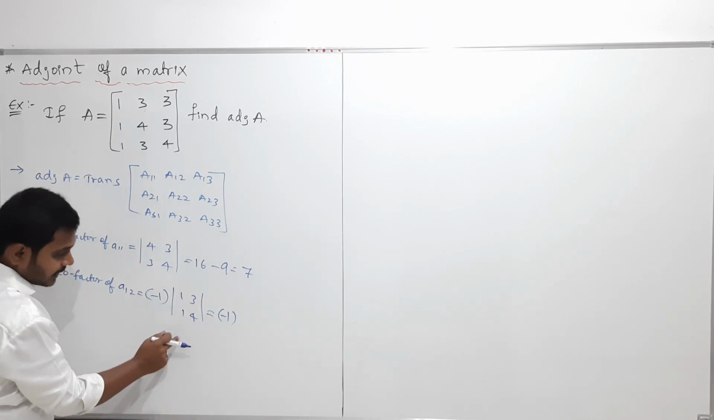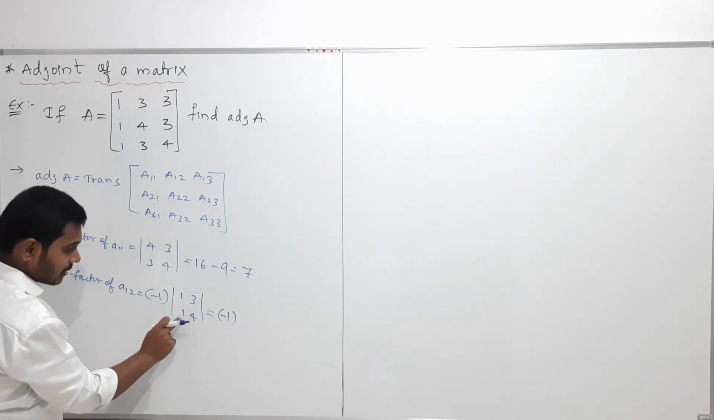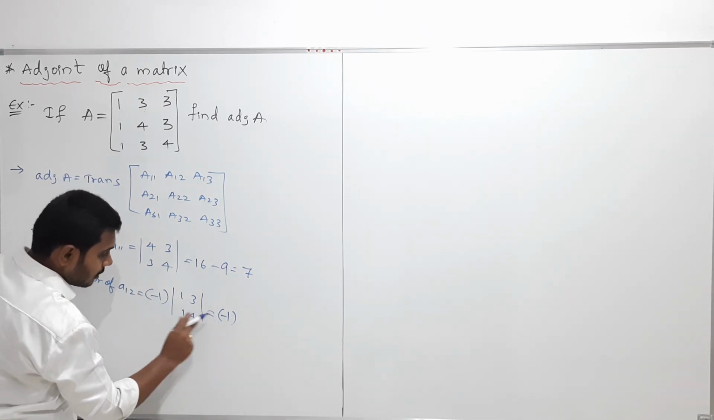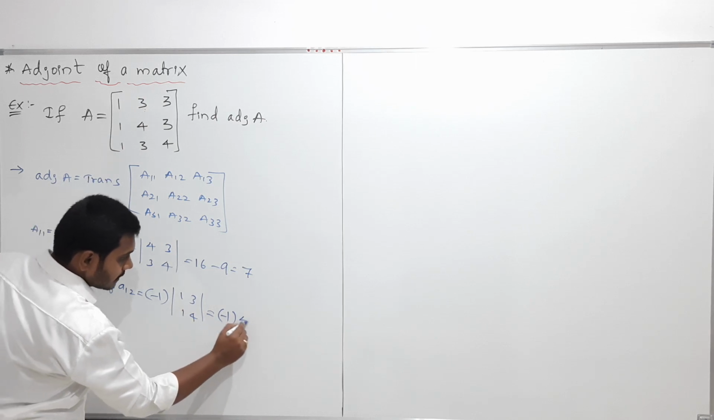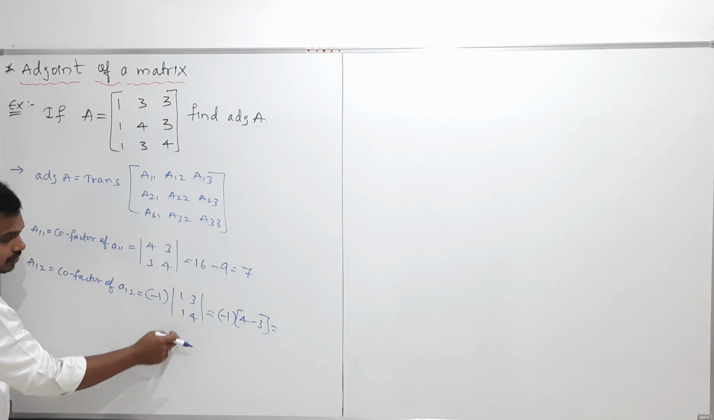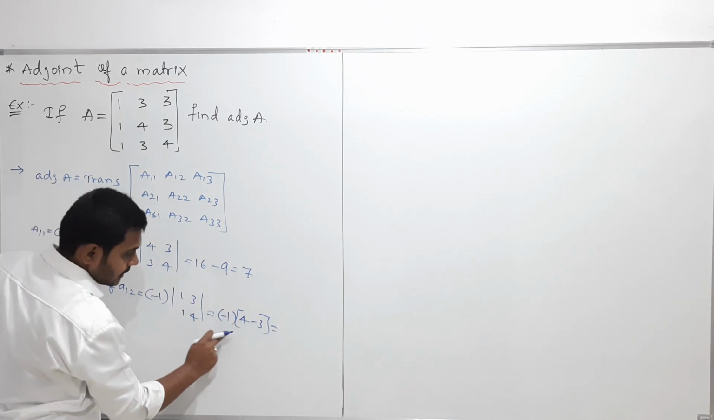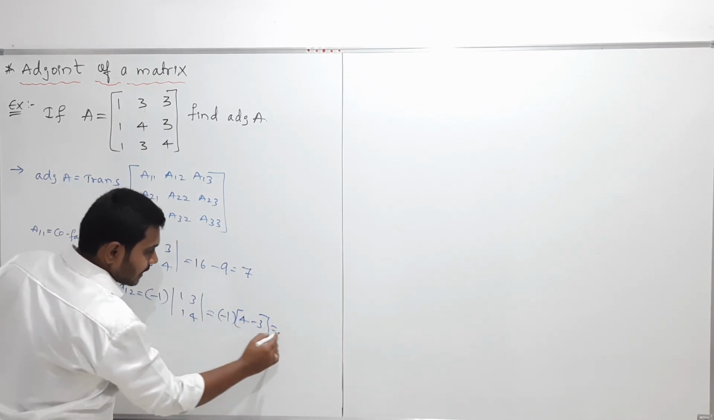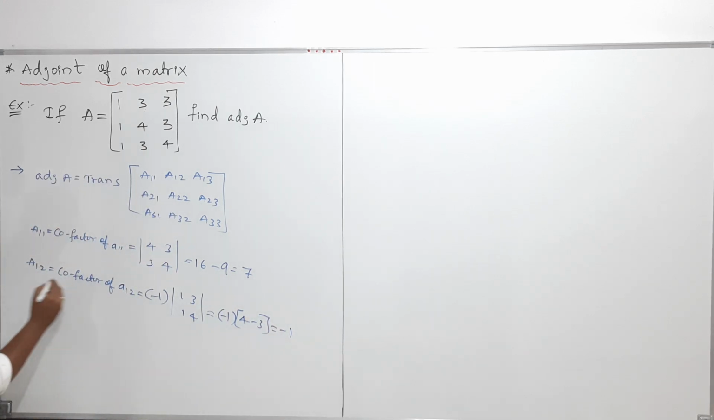So minus 1 into the determinant value. How to find out the determinant? This element into this element, minus this element into this element. 4 ones are 4 minus 3 ones are 3. Am I correct? So 4 minus 3 is 1. 1 into minus 1 is minus 1. Like this you should calculate.